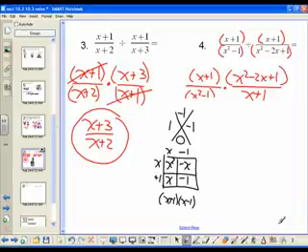But like I said, you should be able to recognize the difference of two squares. That's one of our special rules. It's going to be the square root of the first plus the square root of the other, times the square root of the first minus the square root of the other.